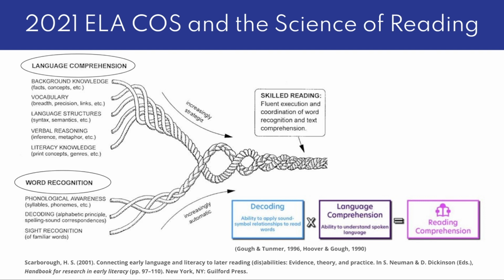The upper strand, language comprehension, consists of background knowledge, vocabulary, language structures, verbal reasoning, and literacy knowledge, reinforcing one another and then weaving together with word recognition to produce skilled readers. Note, all do not happen overnight and require instruction and practice over time.